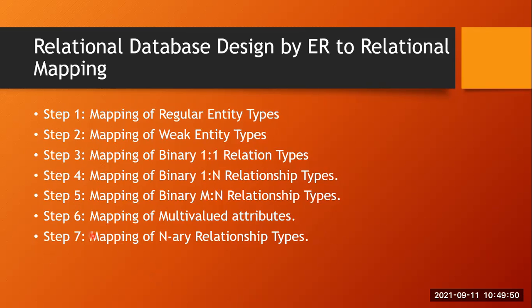Moving towards the last step, step 7, which is called mapping of n-ary relationship types. Here we worked on binary, so two tables or two entities were involved. But in n-ary mapping, three or four tables participate in one relationship. As of now, we have worked with two tables in one relationship, but here four tables, five tables, or five entities work in the same relationship. Let us work out step by step what exactly step 1 and step 2 specify. I'll go to the next slide.